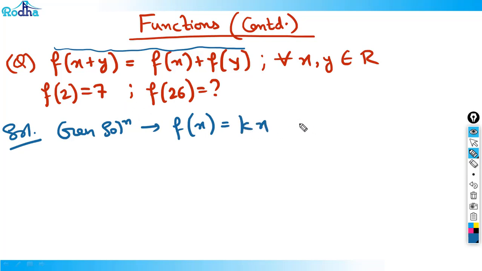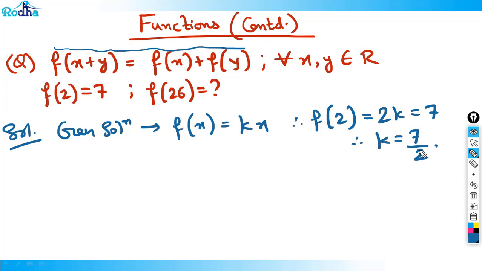So we have got f of 2 equal to 7. Therefore f of 2 is equal to 2k. 2k is equal to 7. Therefore k is equal to 7 by 2. So k is equal to 7 by 2 here. Okay, now if k is 7 by 2, what value do I need here?